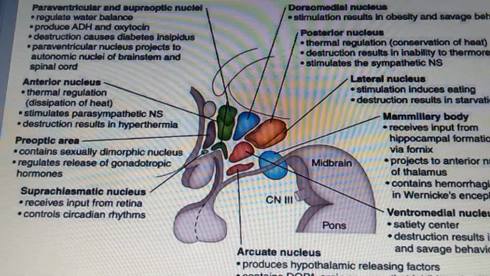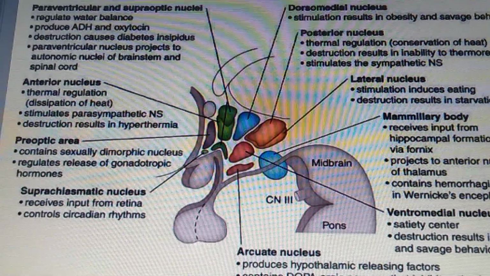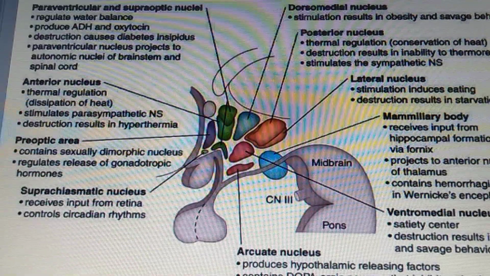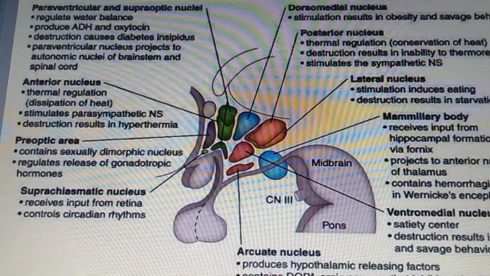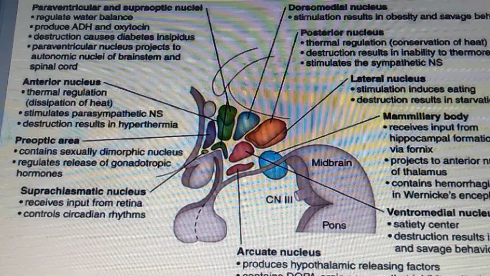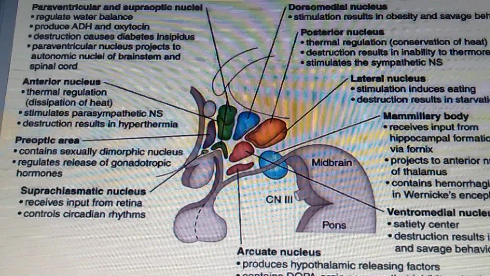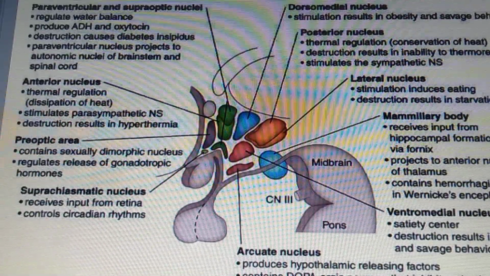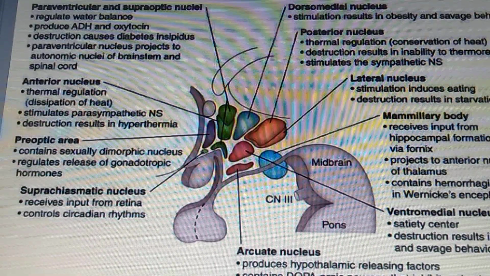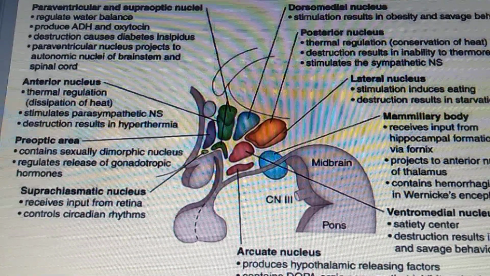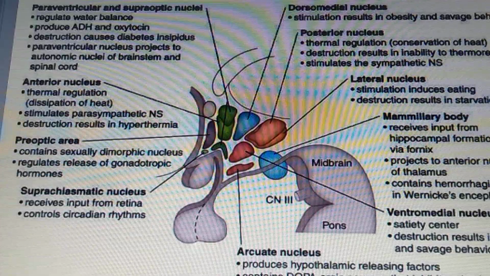Then next is hyperglycemia and glycosuria, again related to diabetes. Then next is acute ulcerations in the upper part of the GI tract, right? If the hunger and satiety centers are disturbed. Okay, so that is all about the applied anatomy of the hypothalamus.